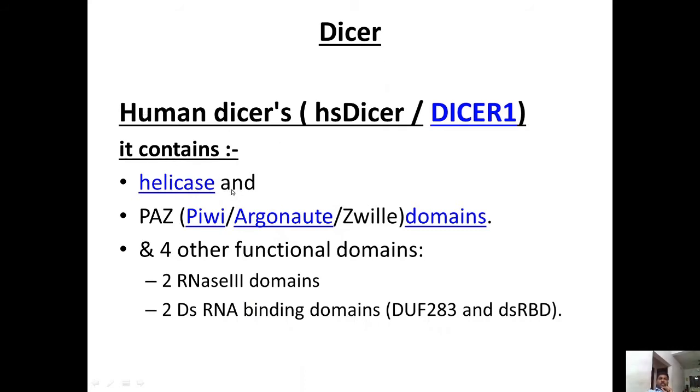It may have several domains. They are helicase, PAZ domain, two RNase III domains, and two double-stranded RNA binding domains. They are DUF283 and the double-stranded RNA binding domain, DSRBD. And the PAZ domain may be comprised of three subdomains. They are PIWI, Argonaute, and Mid. So altogether, there are six main domains: helicase, PAZ domain, two RNase III domains, and two double-stranded RNA binding domains.